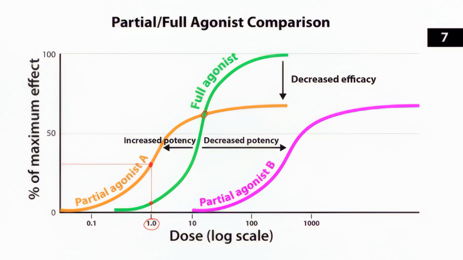With partial agonist B, the curve is shifted to the right, and potency is lower. For any given dose, the full agonist will give you a bigger effect. So with partial agonists, the efficacy is always lower, but the potency could be higher or lower.